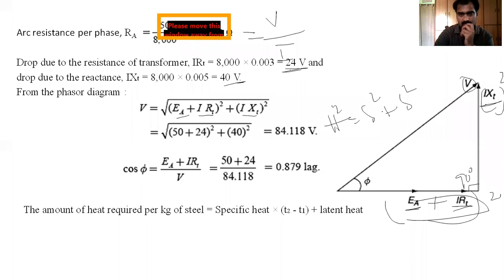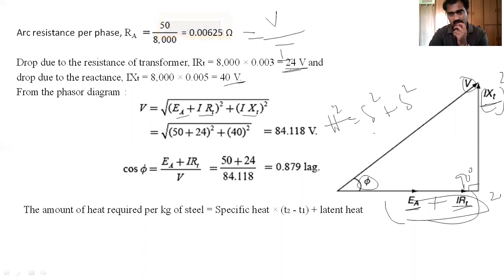From this triangle also, the cos phi. He has asked for the power factor. We can calculate it: cos phi is adjacent by hypotenuse. The hypotenuse is nothing but the resultant voltage that we have calculated. We got 84.118. Please check this value. From this phasor diagram, we can calculate the power factor, cos phi. This is the adjacent side, this is the opposite side, and this is the hypotenuse.